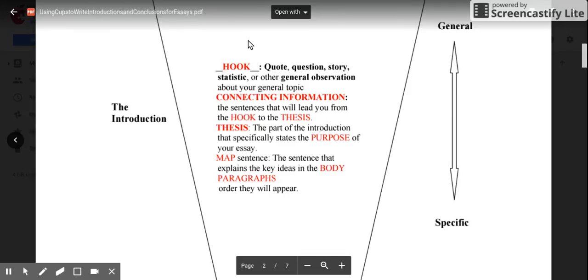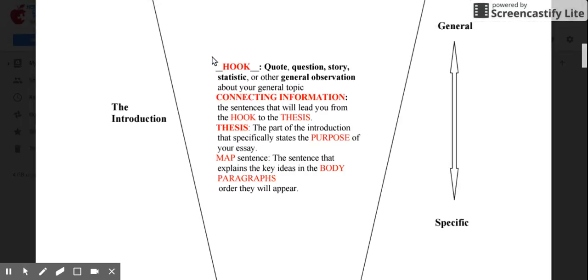First, for your introduction, you should start out with a hook. This is an interesting way to get your reader's attention. A hook can be a quote, a question, a story, a statistic, or any other general observation about the general topic of your paper. This is where you get to be a little creative with what you want to write. Make it interesting and let it grab your reader's attention.